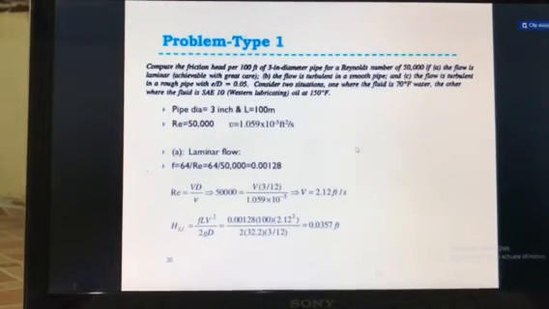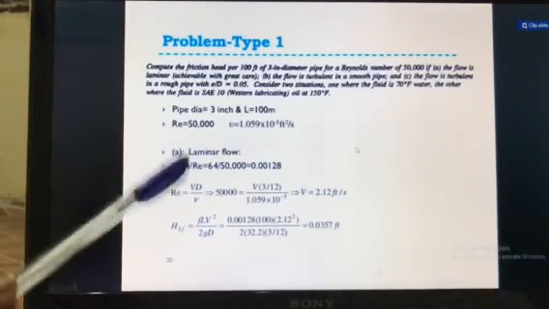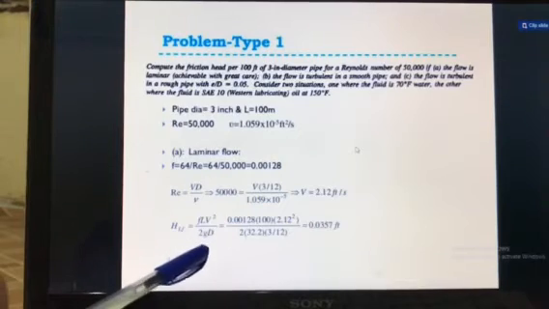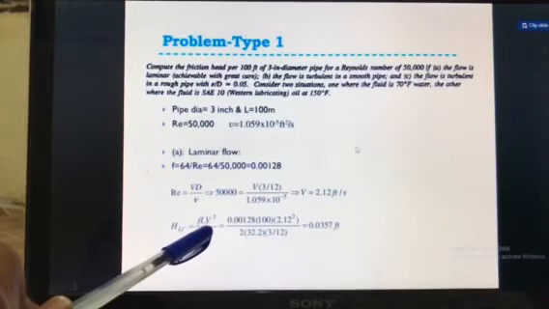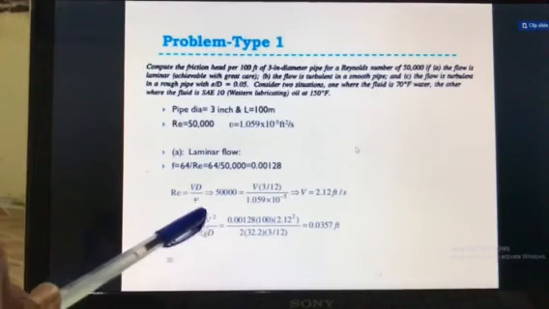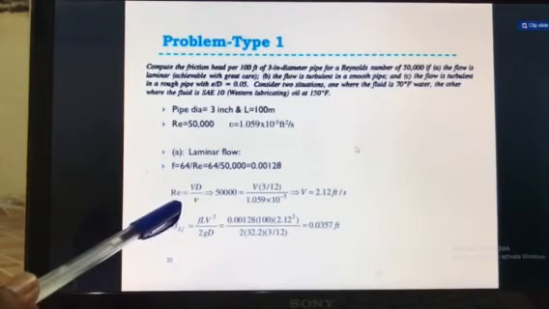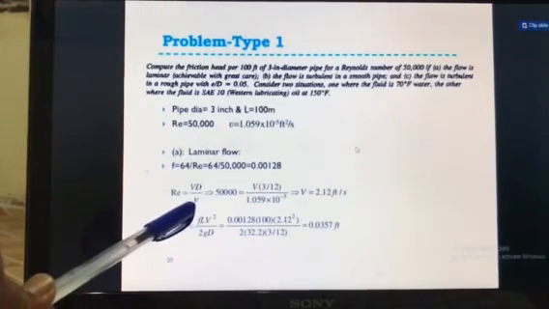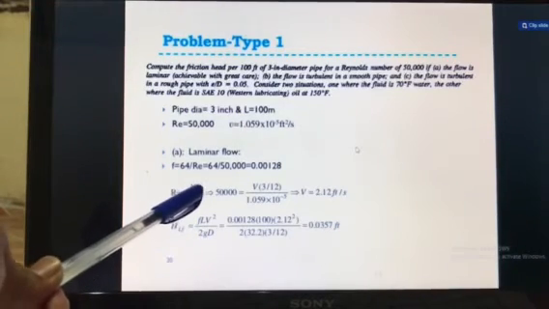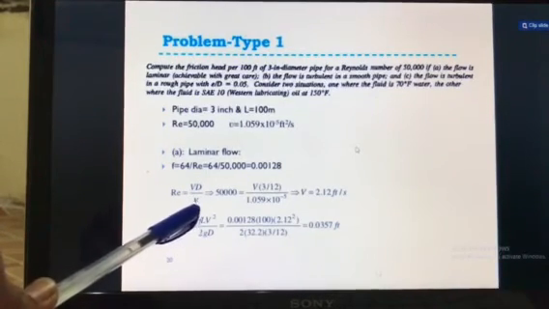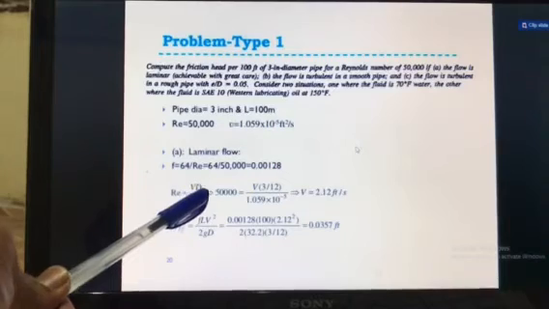Now we have to find the friction head loss. The formula is f times L times V squared divided by 2 times g times D. F, L and D are known, but V is unknown. But we can find the velocity by using the Reynolds number. Reynolds number is V times D divided by small nu, the kinematic viscosity. If the dynamic viscosity is given, we cannot use this formula; instead we have to use rho V D divided by dynamic viscosity mu. But here kinematic viscosity is given, so instead of rho V D by mu, we use capital V times D divided by small nu.